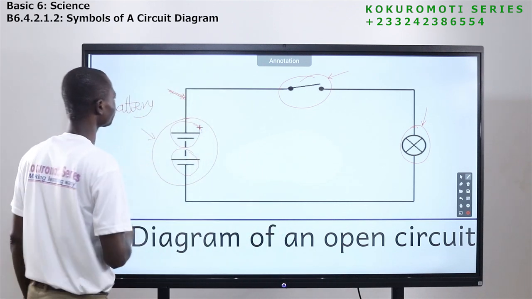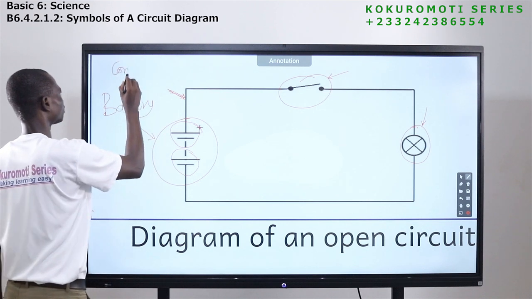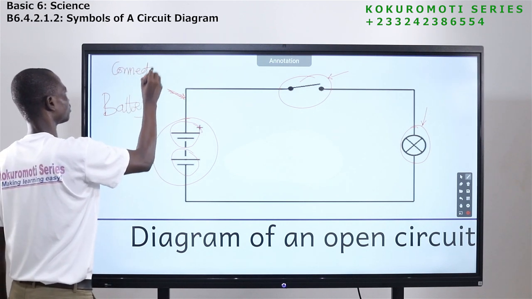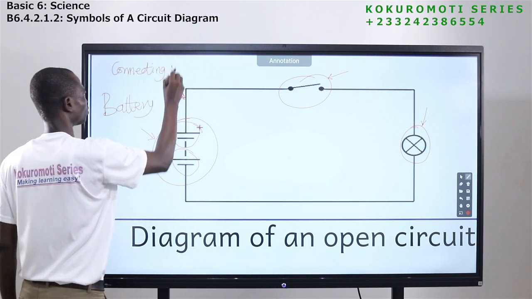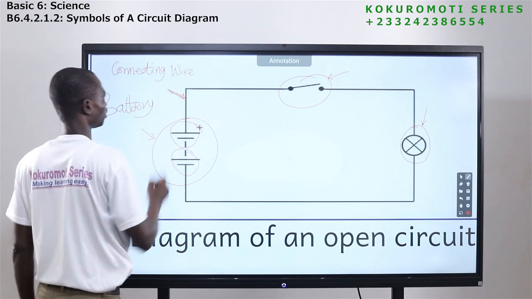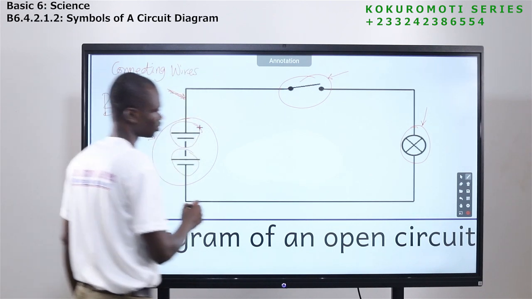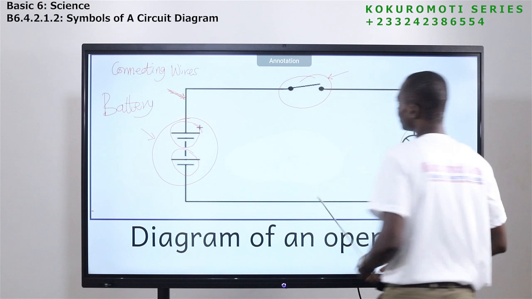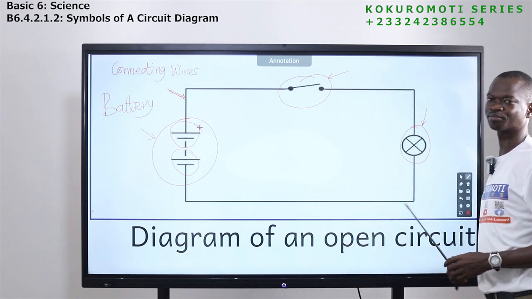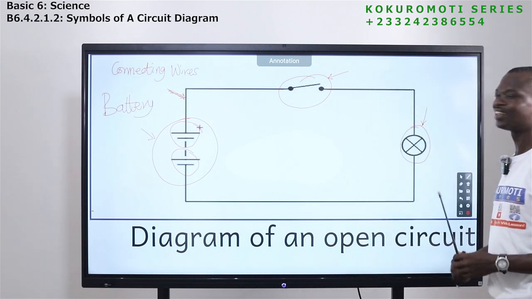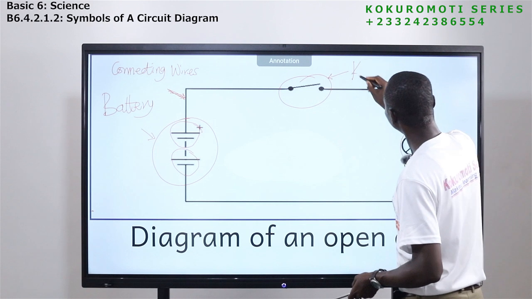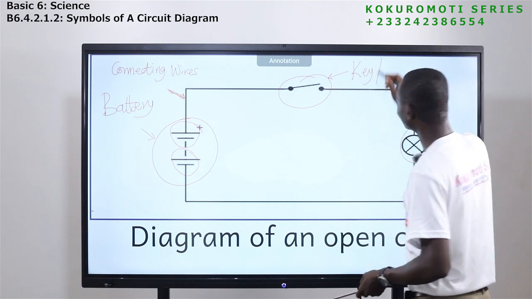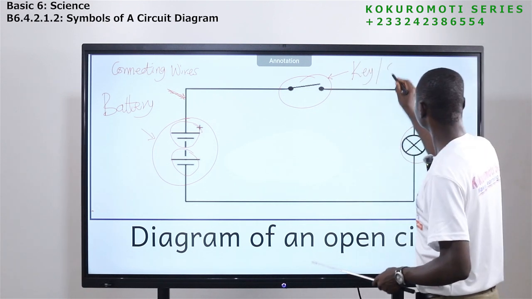So this one is a connecting wire, or connecting wires. So that is the symbol. Now let's come to this side. What symbol is this? This is the key. Another name for the key is what? Switch.